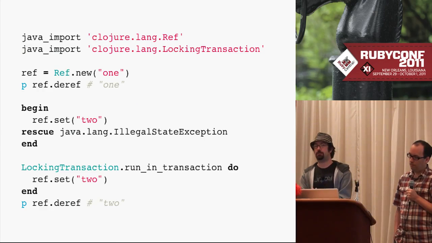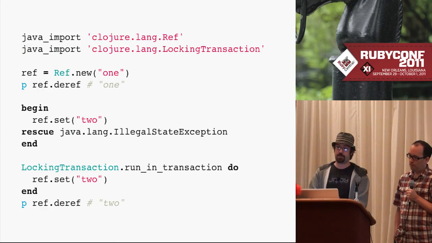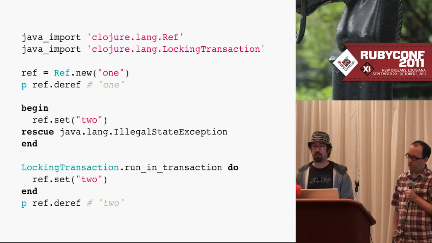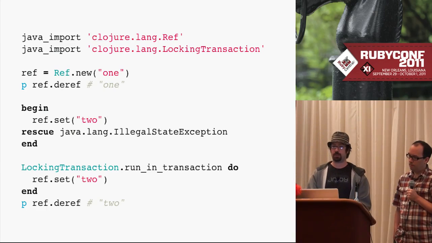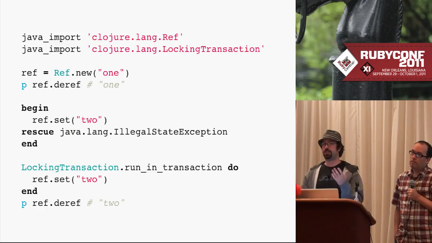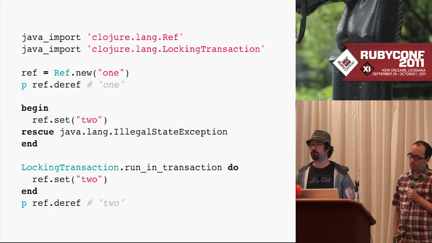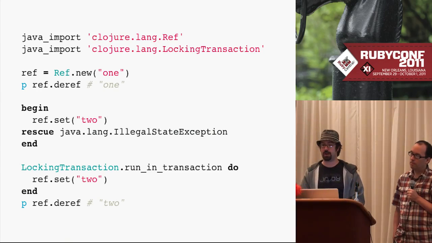And again, being able to use this all from Ruby, here is basically Ruby code using Clojure's STM. We import Clojure lang ref and locking transaction. We're going to create a new ref that just points at a string to begin with. You can see that you dereference it, and we get the string out. And then we'll try and just set it directly without a transaction. You get an illegal state exception. You can't modify a ref without this doSync transaction wrapping around it.